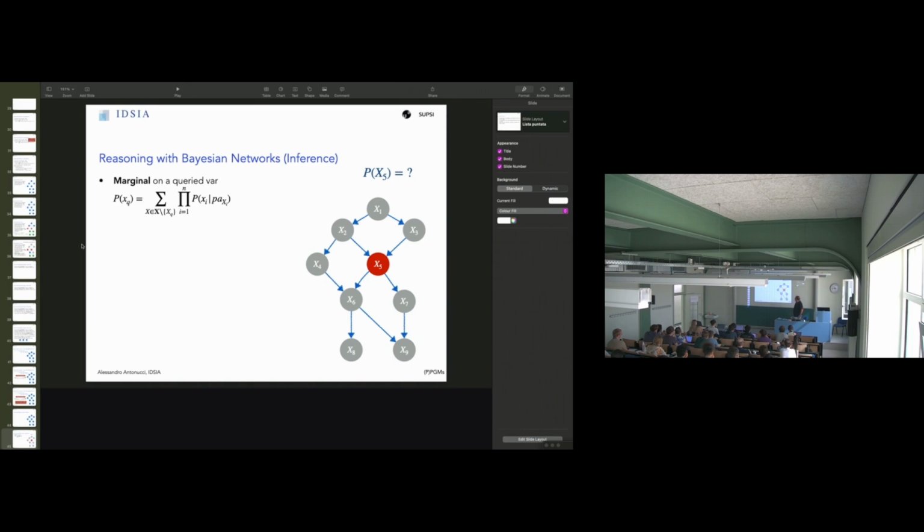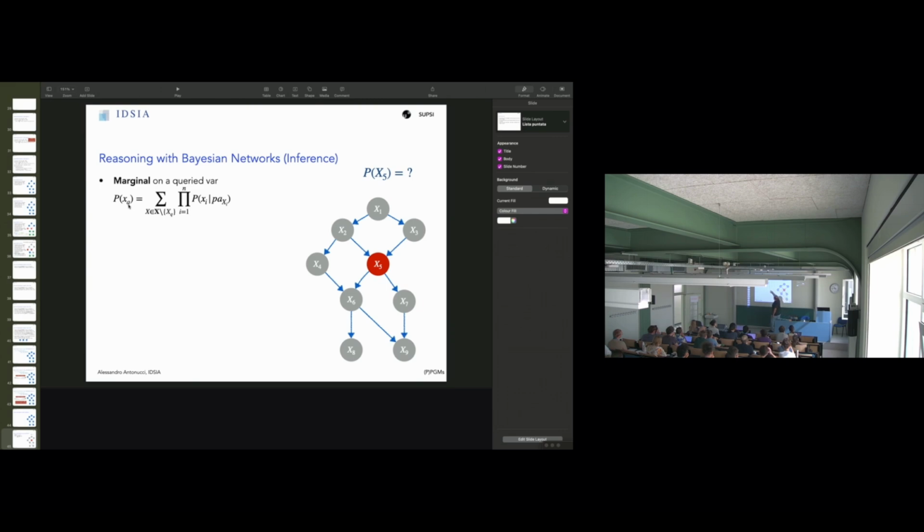The simplest inference task, even if it will not always be that simple, is to marginalize knowledge. So I have my distribution over 9 variables, but I'm interested in the marginal probability for x5. And this is called marginalization.